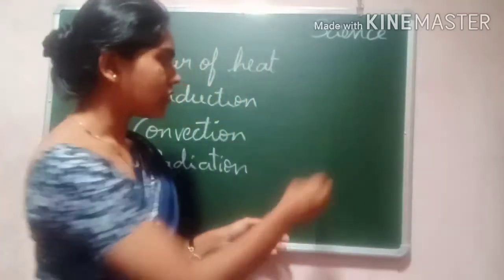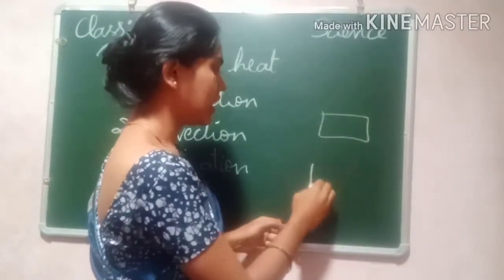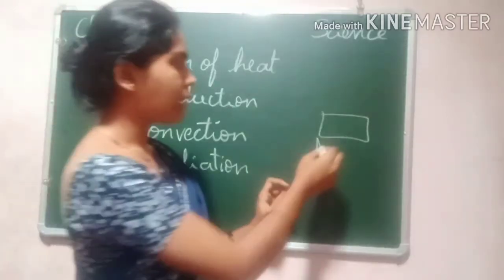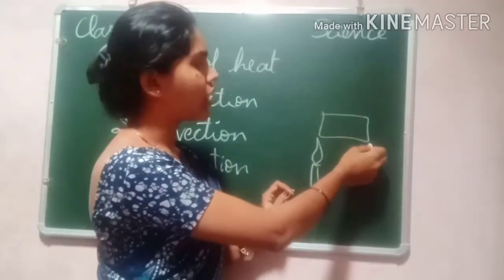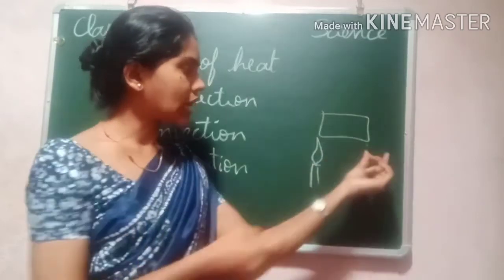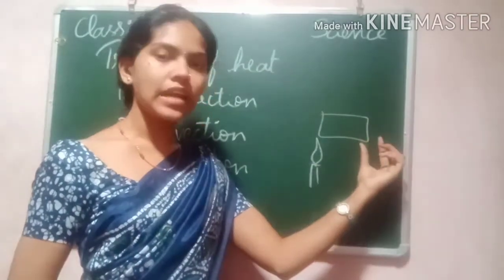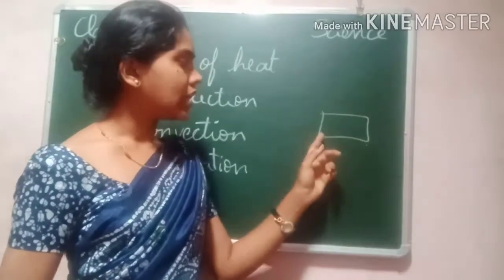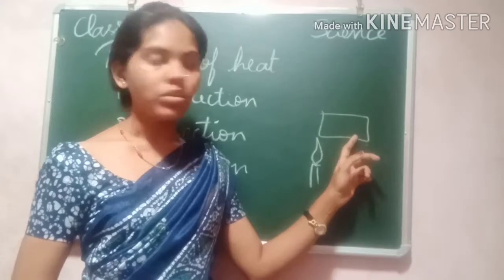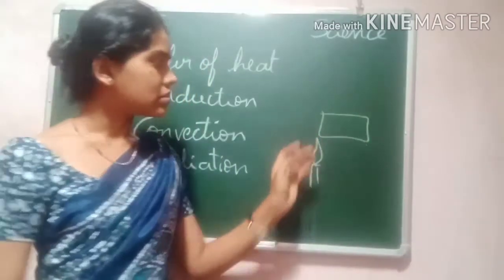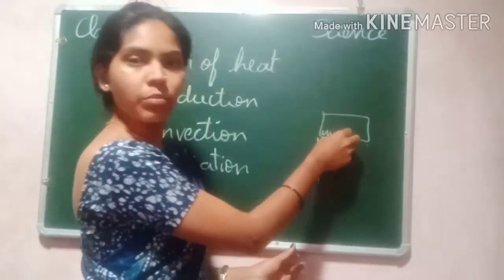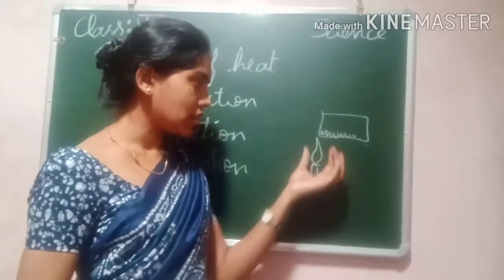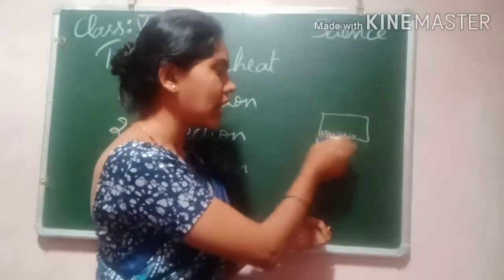If you take one iron rod and heat this end, what happens? After some time, when you touch the other end, you can feel its temperature has increased, and there is no movement of molecules of this iron rod. There is only transfer of heat. How? Because of the vibration of the molecules present in it. Through the vibration of the molecules, the heat is transferred from one end to another.